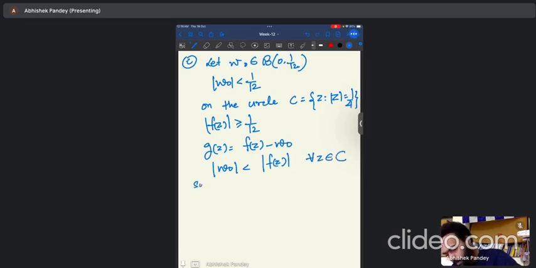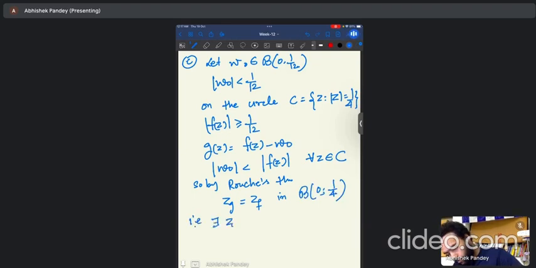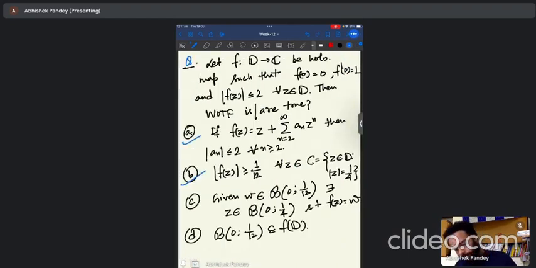So by Rouché's theorem, just wait a minute, the zeros of g are basically the zeros of f in this ball. That is, there exists z naught belongs to this ball such that f(z naught) is basically w naught. So option C is true.